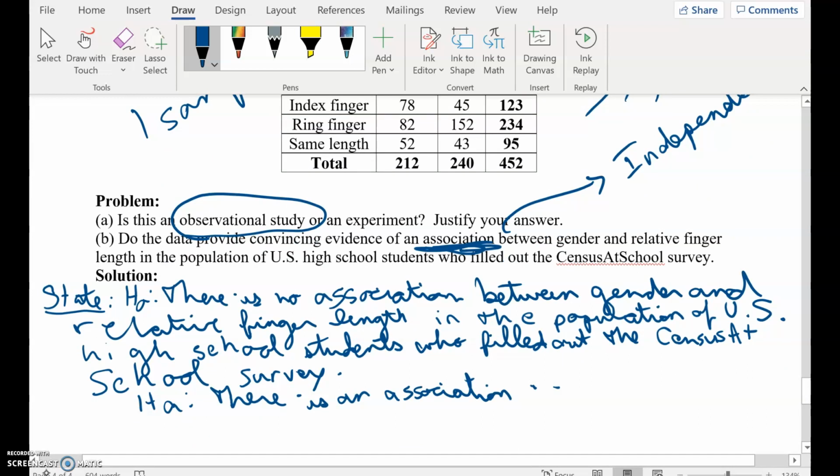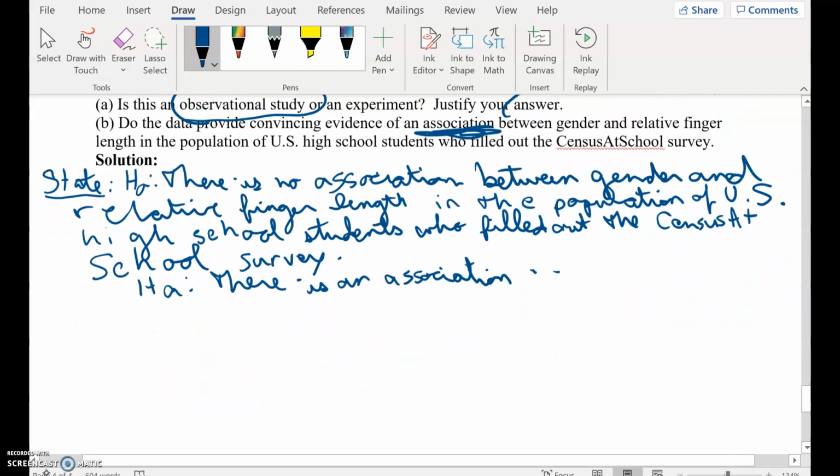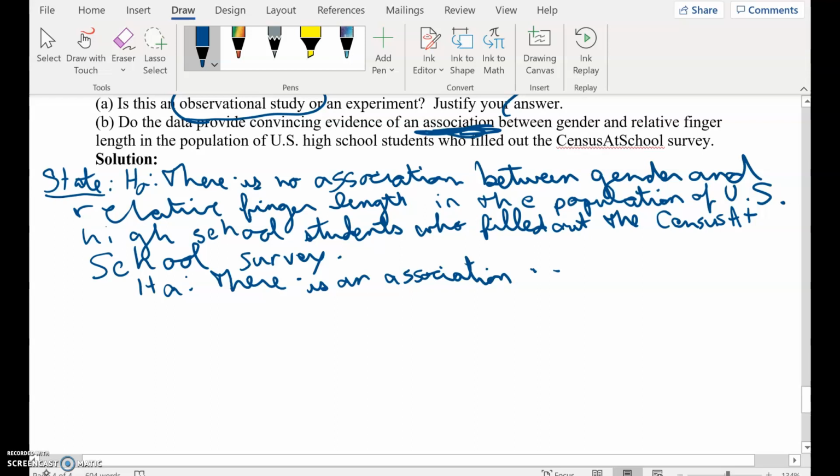And again, in this class, we're not going to say what that association is. Some of the advanced stats classes I've taken over the last couple of years, we get into all that, and that's like way, way hard. But for the purposes of this, you're just saying that there is an association, if there is one. So if it's independence, you say association. If it's homogeneity, you're talking about the distributions.